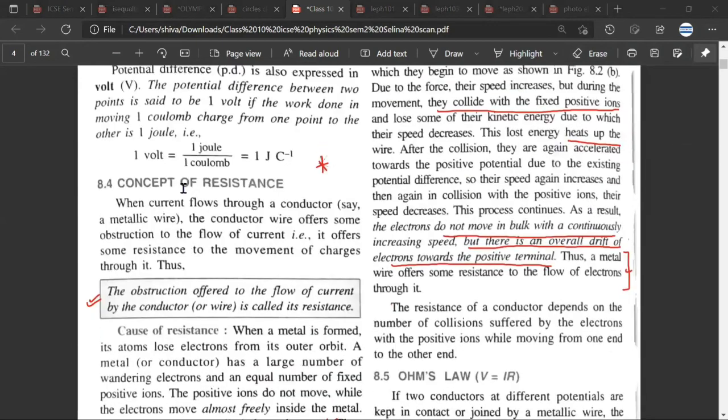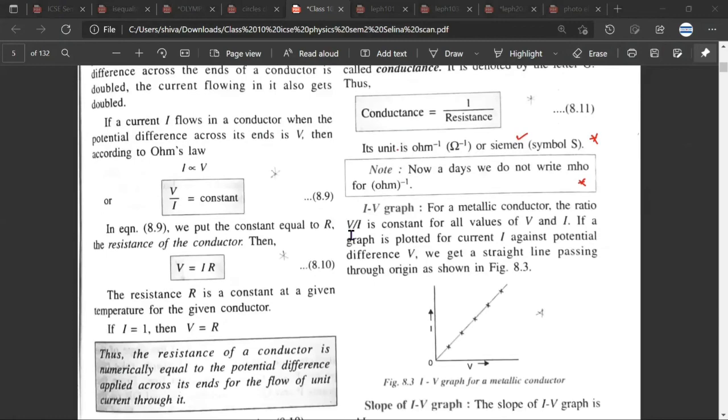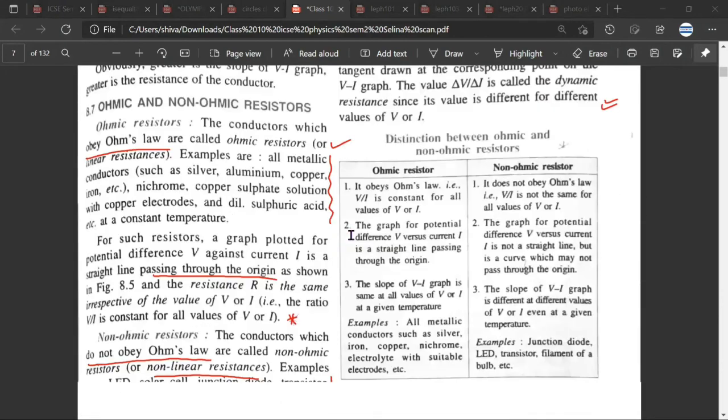Okay, so we'll do this concept of resistance and Ohm's law after a break. Mr. Sivang, is it okay?